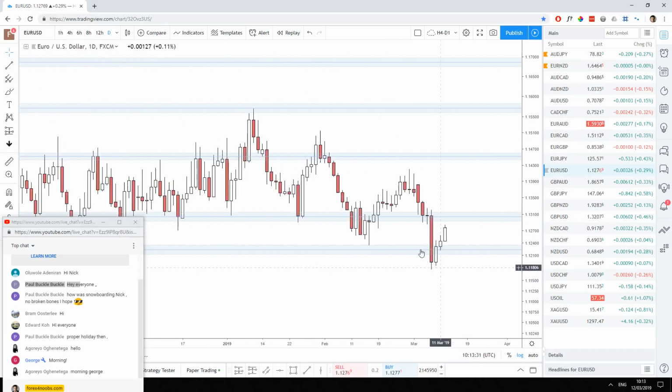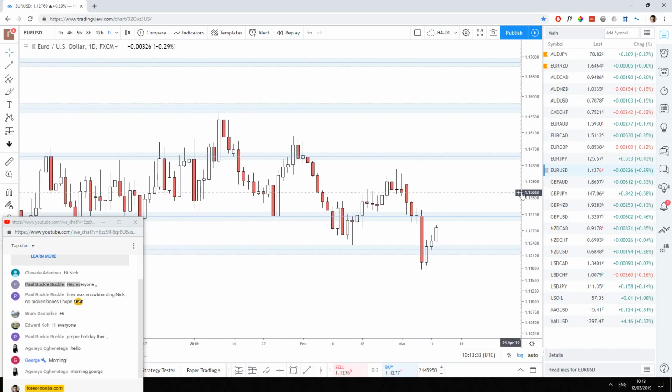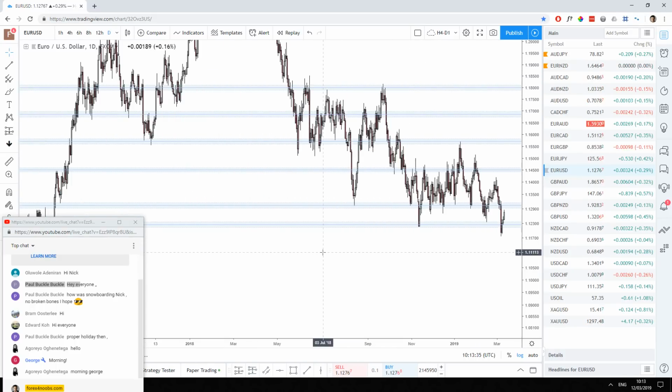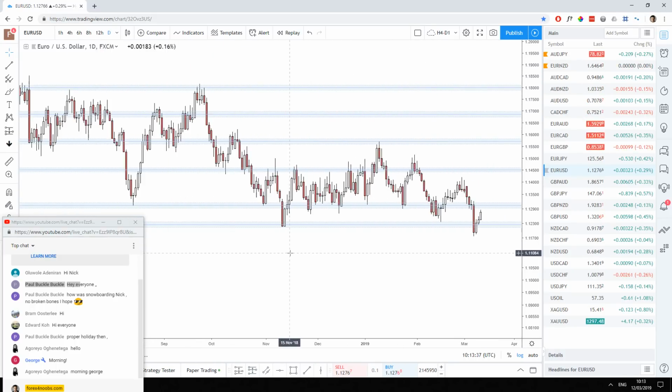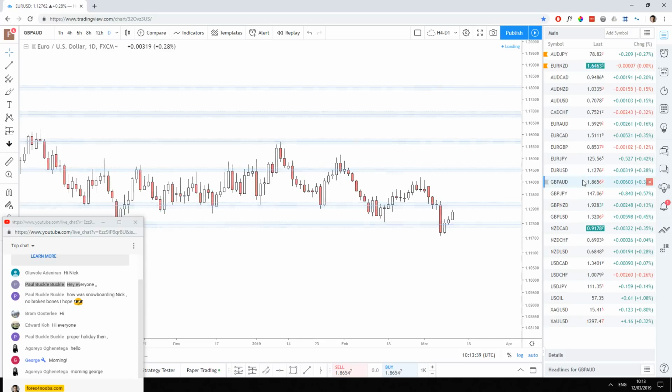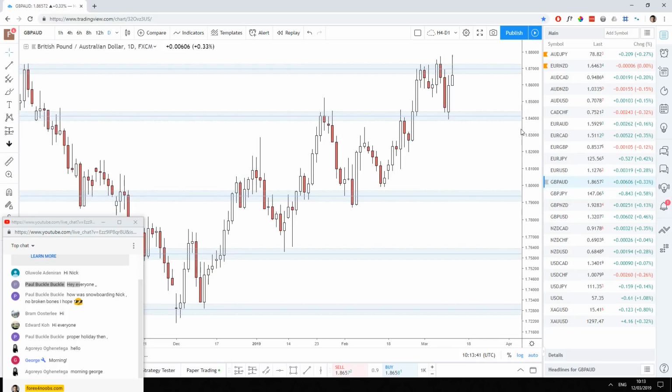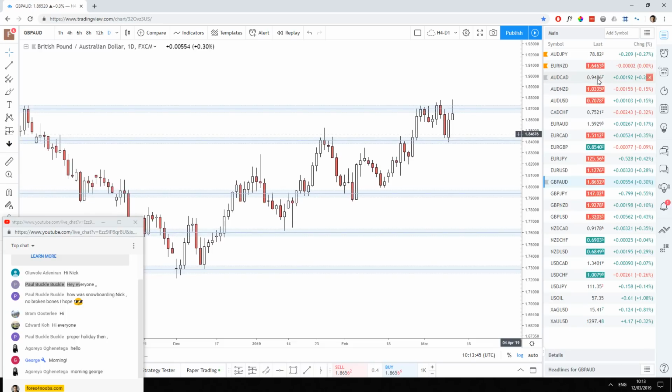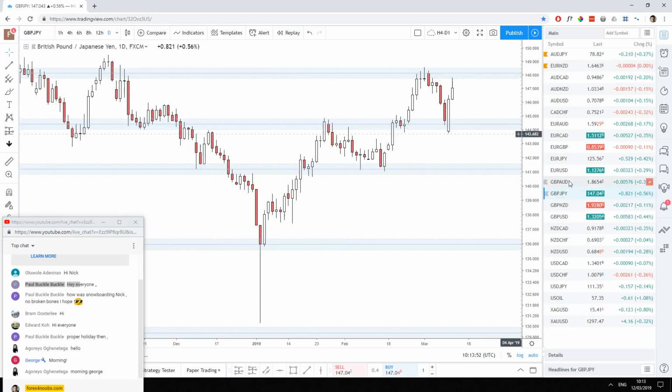Euro USD, nothing much going on. Nothing that I would want to trade anyway. Way too risky. Gonna be a bit of a dull day today, guys, in my opinion, because most of the GBP and Euro pairs are just untradeable right now.